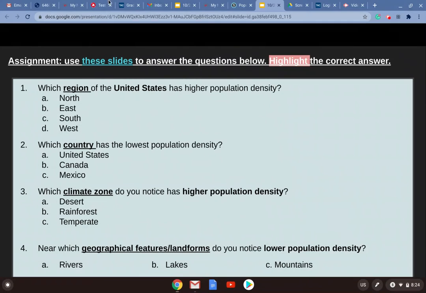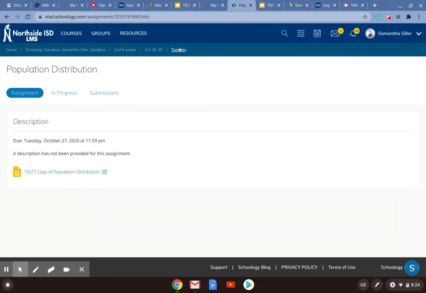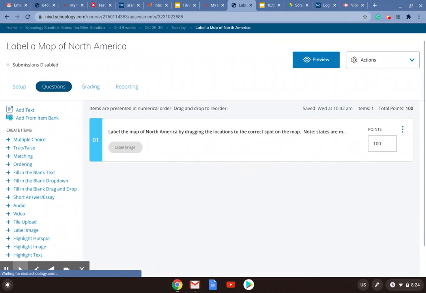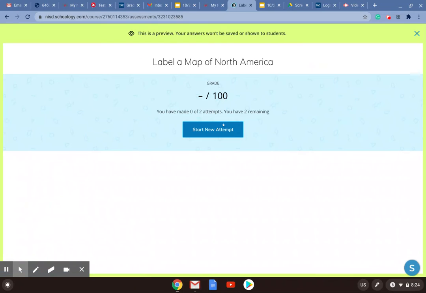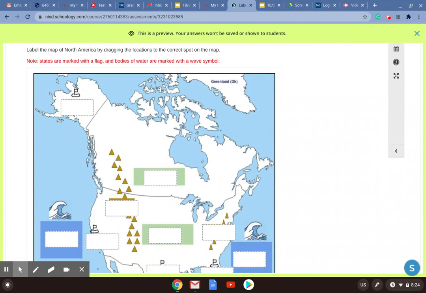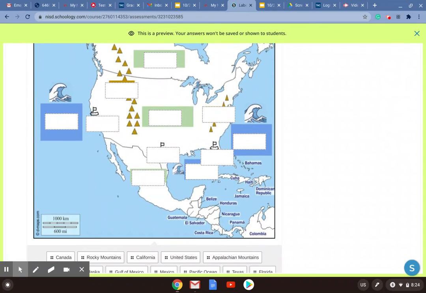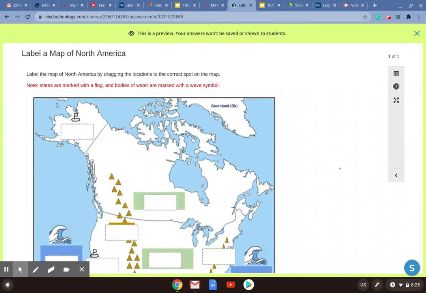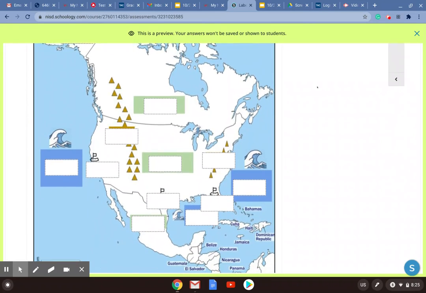After that, you're going to go back to Tuesday. Click on label a map of North America. We went over this yesterday. You have 2 attempts. Same thing. You're going to label the map of North America. And so we talked about this yesterday, what body of water this is. What country is this? Because if you look, it says states are marked with the flag and bodies of water are marked with the wave symbol.